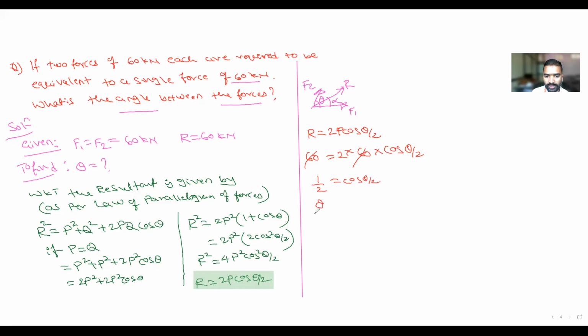So theta by 2 is equal to cos inverse of 1 by 2. How much is cos inverse of 1 by 2? It is 60 degree. So theta by 2 is equal to 60 degree. I want theta, so theta is equal to 120 degree. This is the answer for this question: 120 degree.